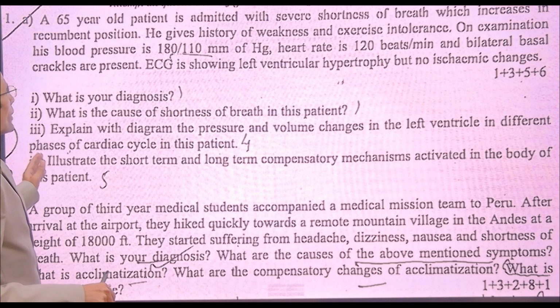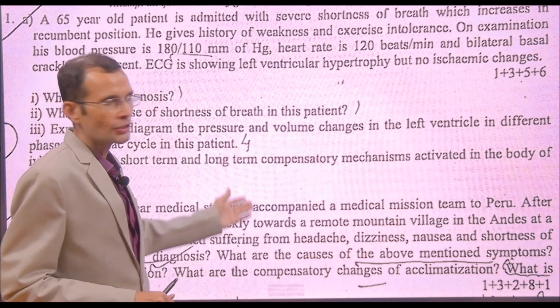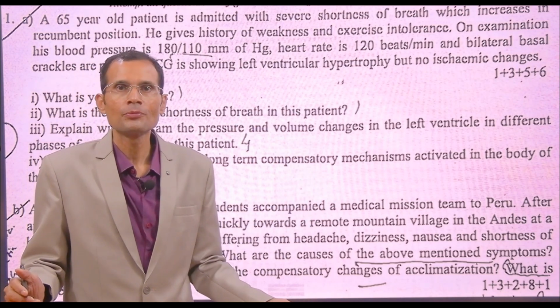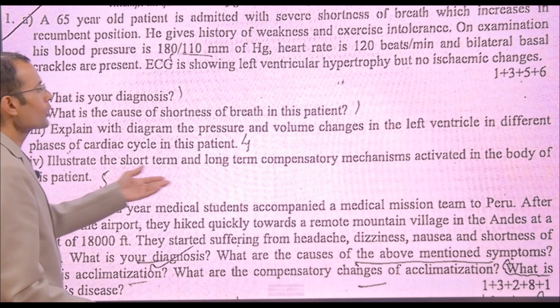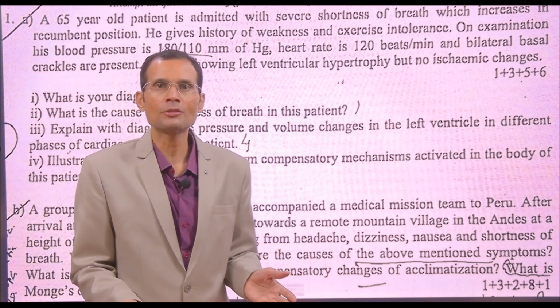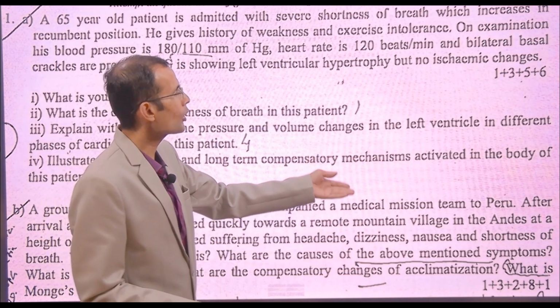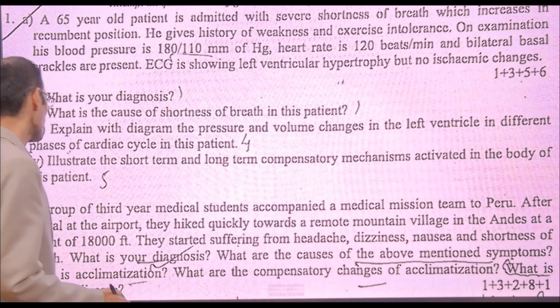All right. Describe the LV PV loops. In the question they are asking to draw the left ventricular pressure volume loop. So then you get the marks, and short-term and long-term mechanisms of blood pressure. So these are a complete giveaway of marks. This is not connected with the question. Marks will be forthcoming. Okay.